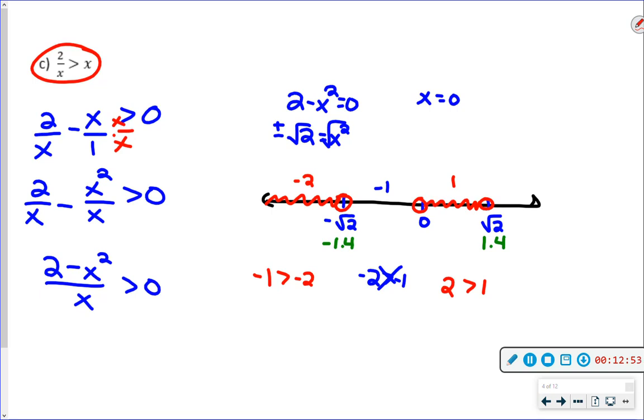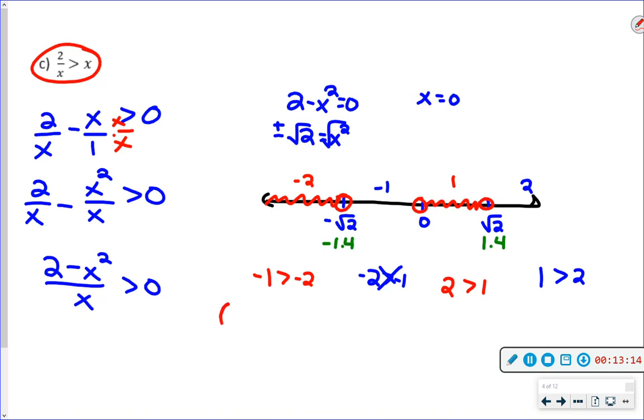And I'm going to test the far right. I'm going to pick 2. So I'm going to have 2 over 2. 1 is not greater than 2. So here we have kind of the fun answers because you have 4 different numbers to test on the number line. Still easy. I'm still going to write my final answer in interval notation, left to right.